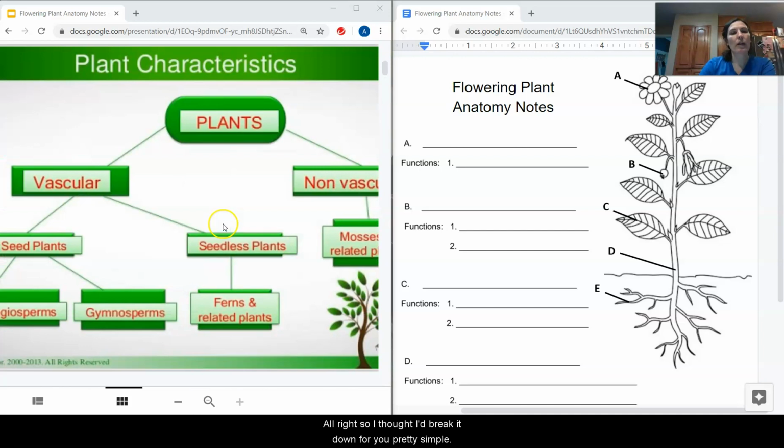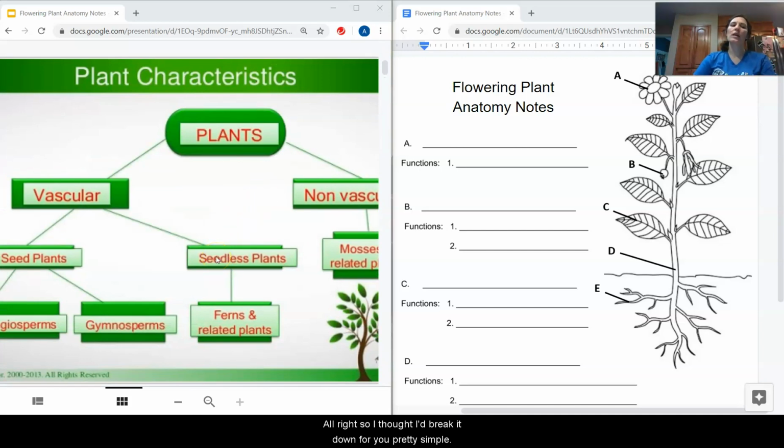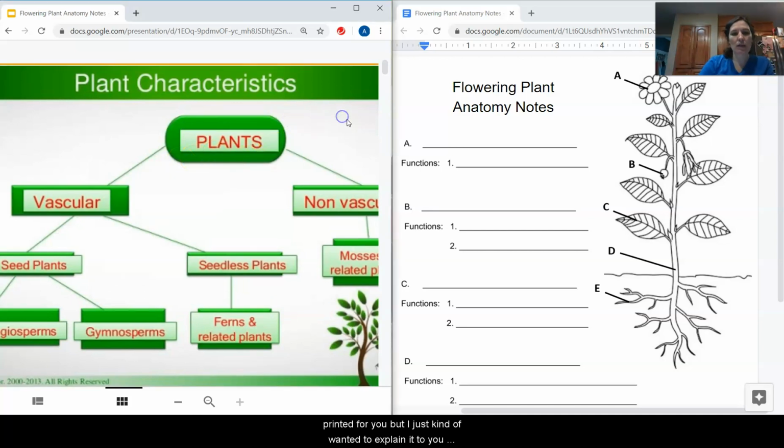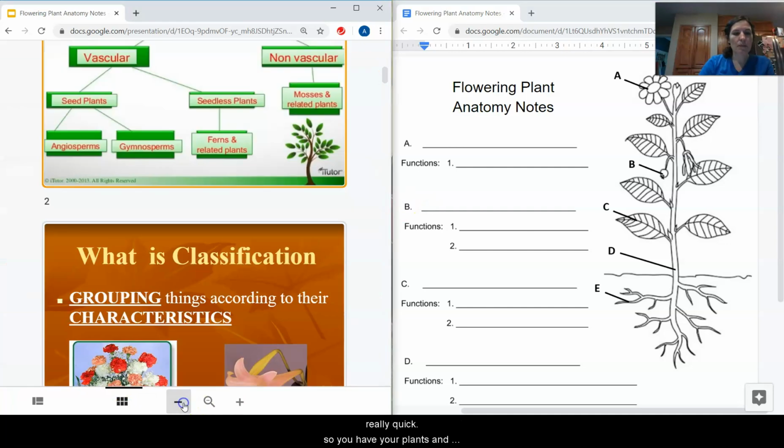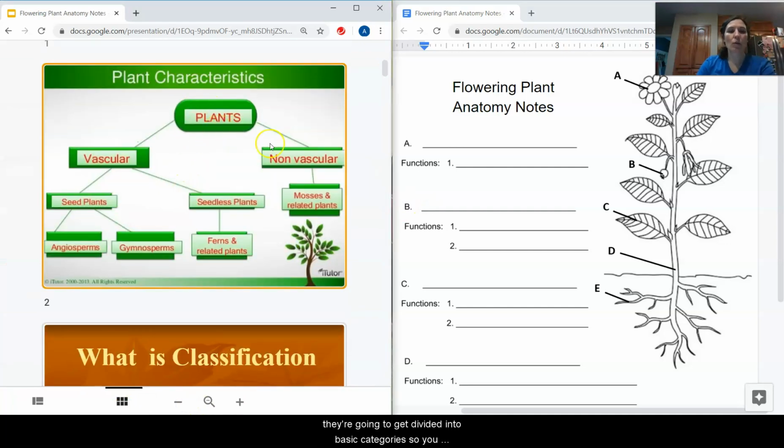All right, so I thought I'd break it down for you pretty simple. This wasn't in your PowerPoint notes that we printed for you, but I just kind of wanted to explain it to you really quick. So you have your plants, and they're going to get divided into two basic categories. So you have vascular and non-vascular. Non-vascular means that there is no tube.